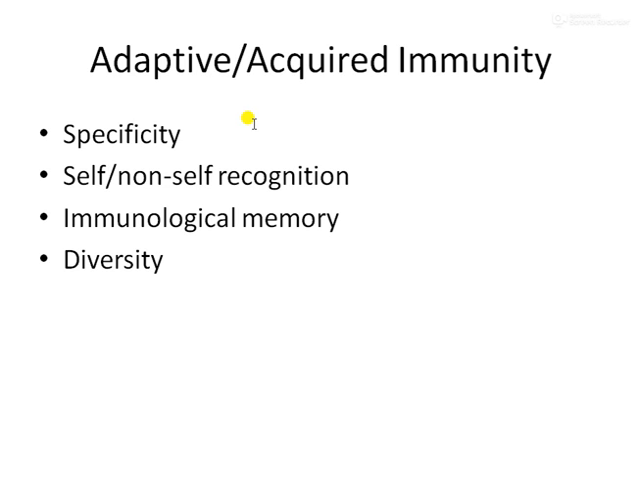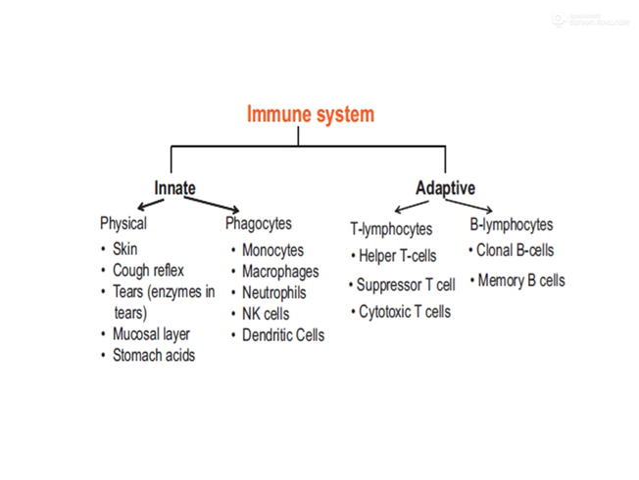And the immunity which has been developed against different pathogens has been found to be diverse. That is, you get immunity against different pathogens by the acquired immunity. And of course, self and non-self recognition is also possible with the help of the acquired or the adaptive immunity. Now, what are the factors which are mainly responsible for the acquired or the adaptive immune system?